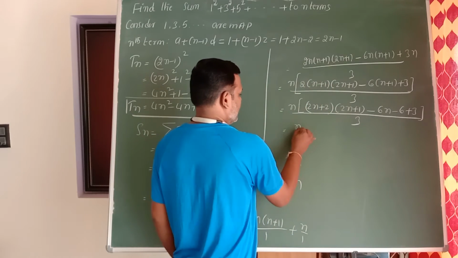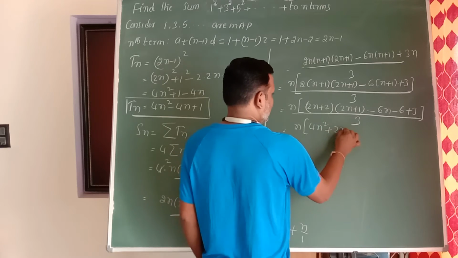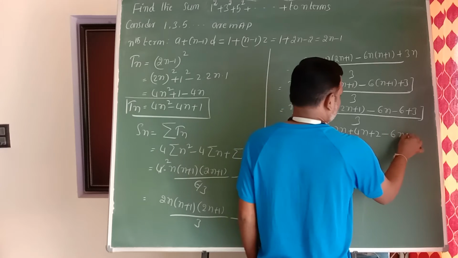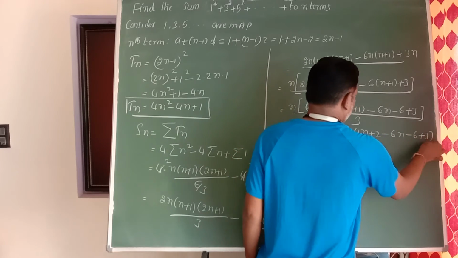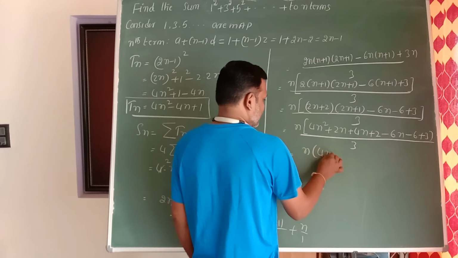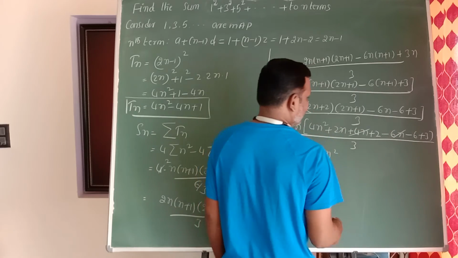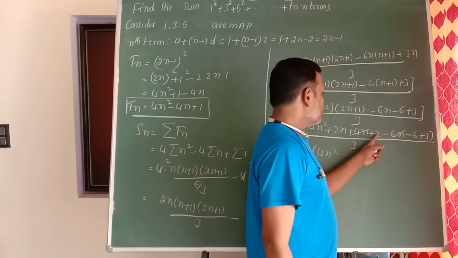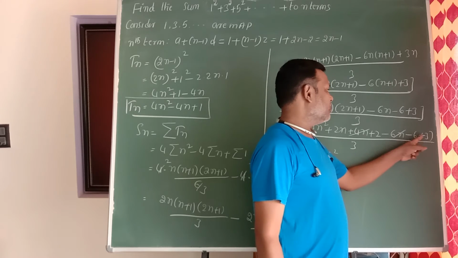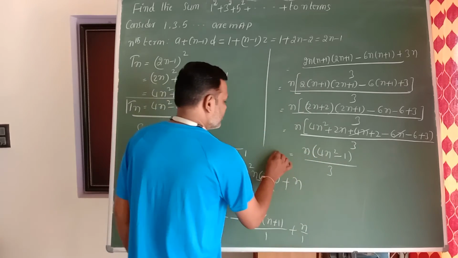N into, multiplying out, 4n square plus 2n plus 4n plus 2 minus 6n minus 6 plus 3, whole divided by 3. Simplify this: n into 4n square. Look here, 2n plus 4n is 6n, minus 6n gets cancelled. The remaining is 2 minus 6, which is minus 4. Minus 4 plus 3 is minus 1, whole divided by 3. This is what Sn is.